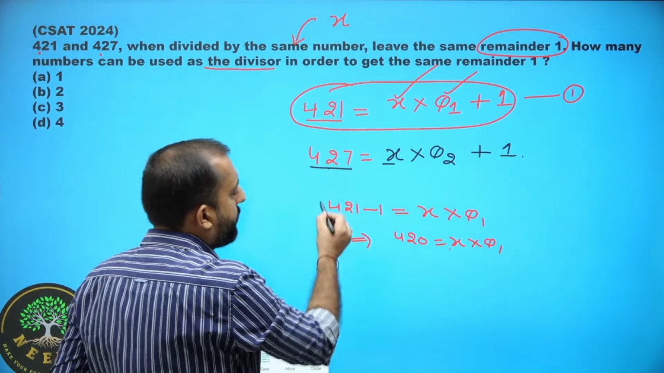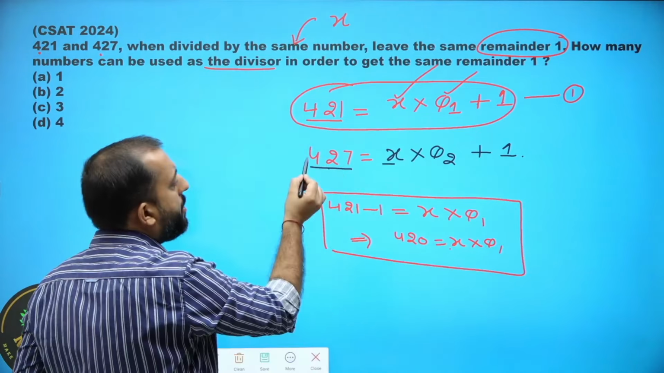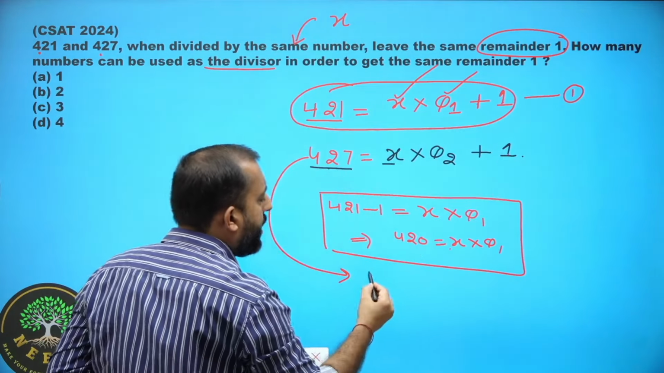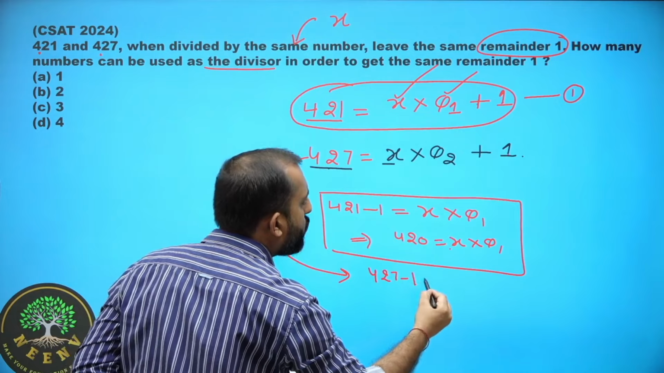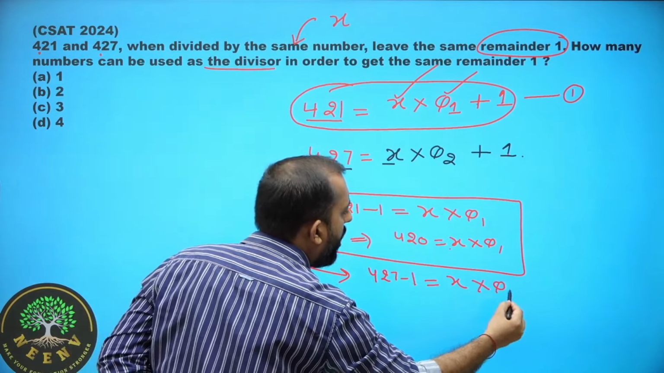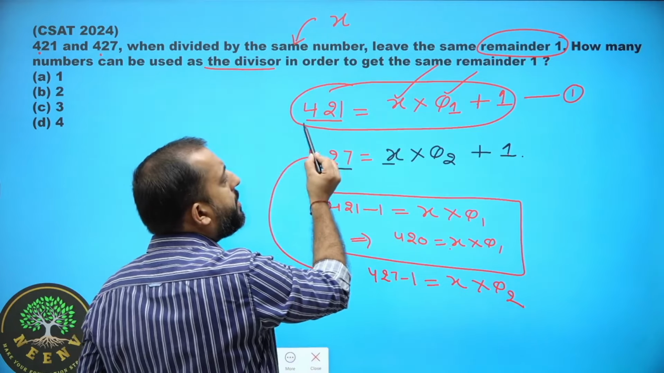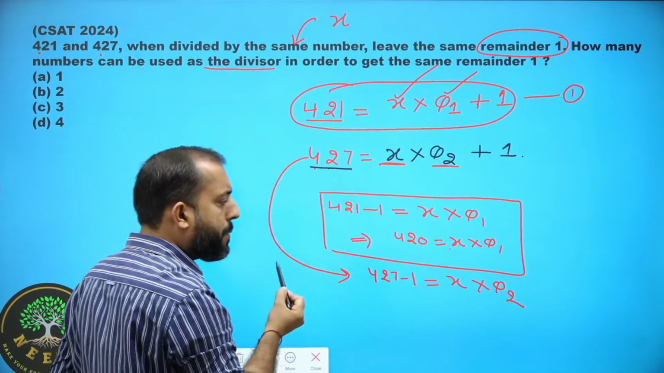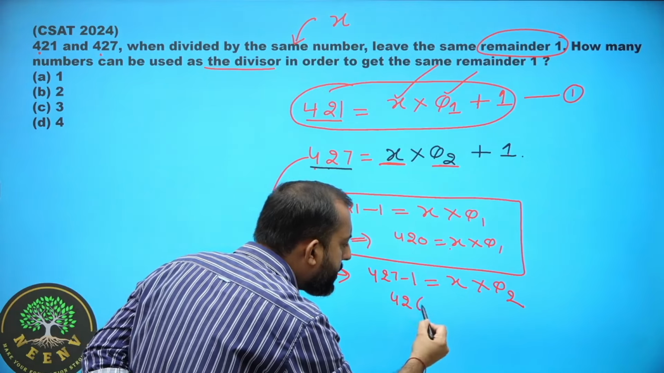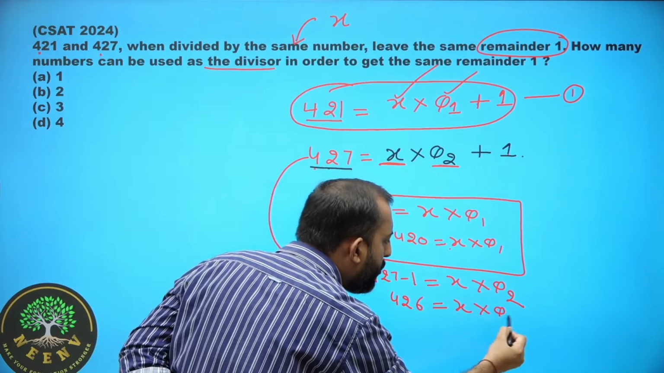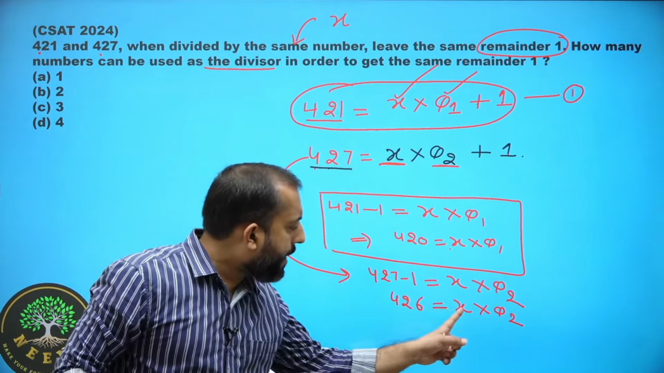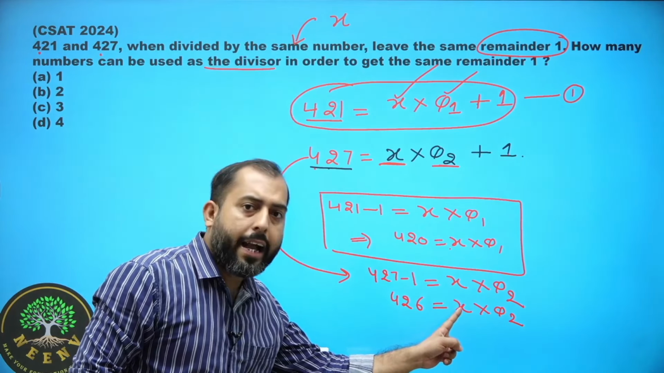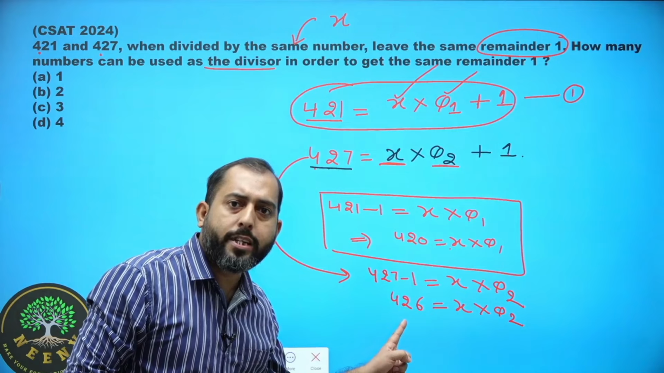At the same time, if we take this one on the other side, it becomes 427 minus 1 is equal to x into q2. Again, while writing this equation, x should be a complete number, and q2 should be a complete number. So 426 is the product of x into q2. It means this 426 is a multiple of x. So on the other hand, I can say x should be a factor of 426.